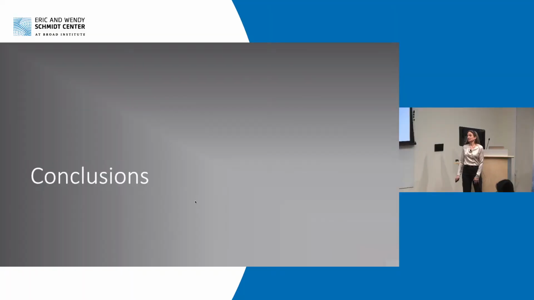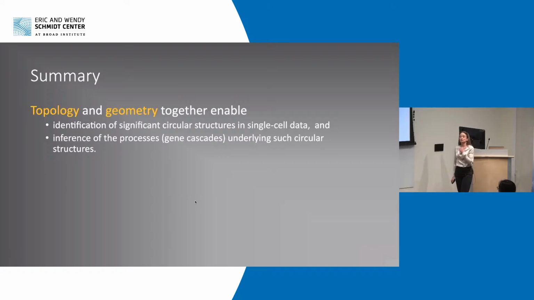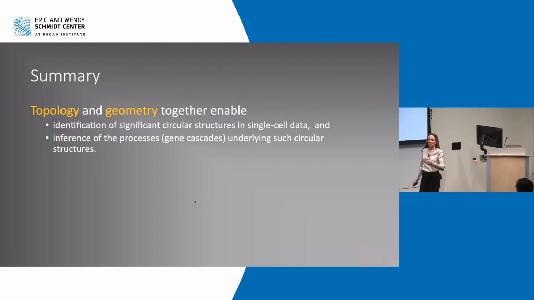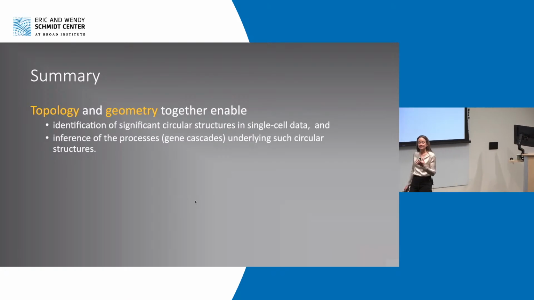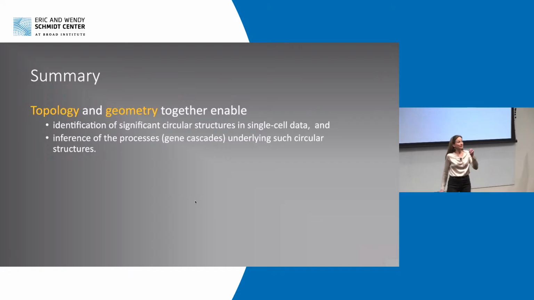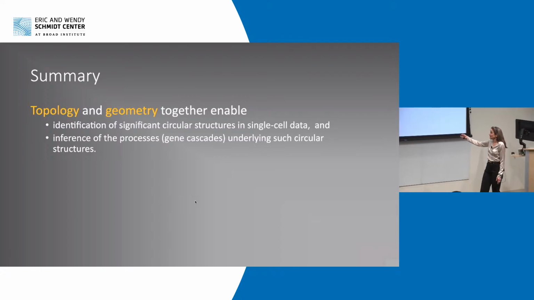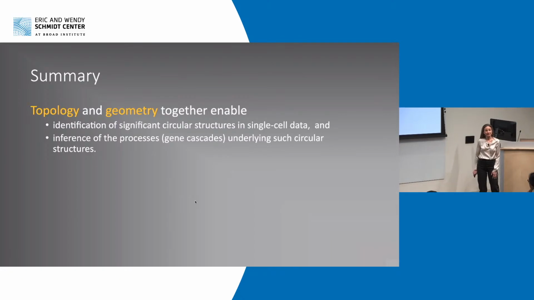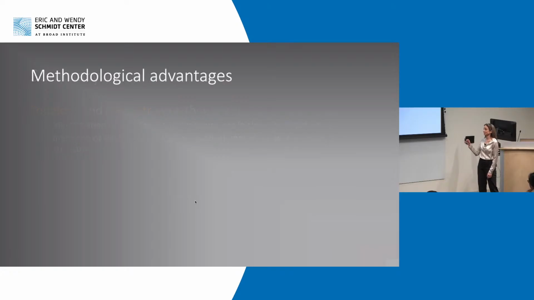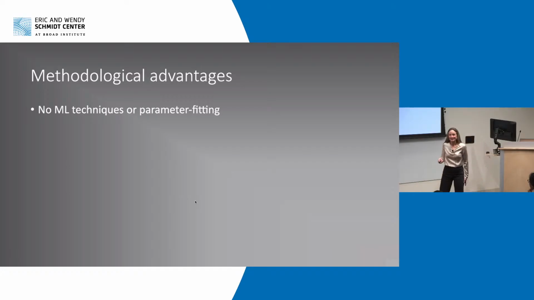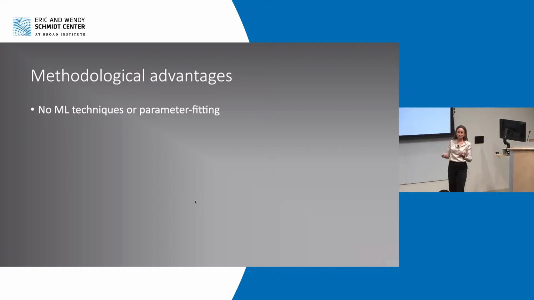So conclusions from this: first of all, using topology and geometry, we can detect these significant circular structures, which then enables us to determine phases of our individual cells. And then we can infer these processes underlying the circular structures. Some advantages: well, the first one is going to be kind of controversial here. We actually don't use any machine learning techniques. But maybe the kind of output we're producing could be useful as input to different machine learning techniques.